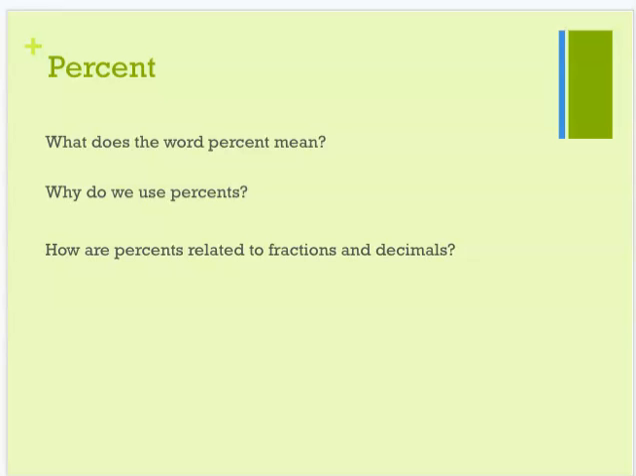Right, percents. What does the word percent mean? Why do we use percents? How are percents related to fractions and decimals? Have you ever thought about these questions? Take a minute to think about them and get your answers to those.